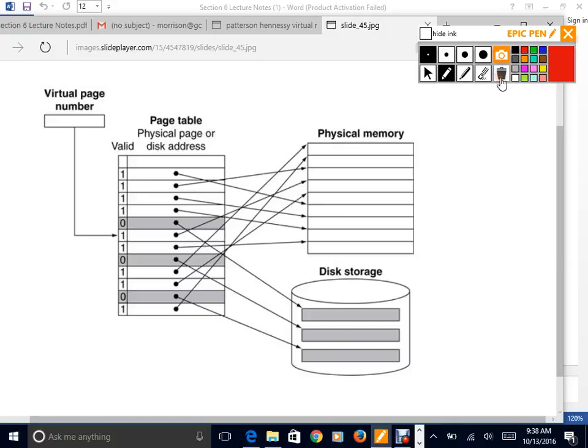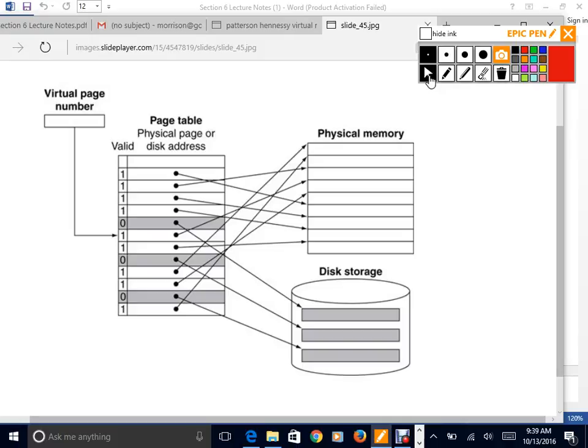If it's not there, let's say I have a valid bit and my valid bit is 0, well then that's when I actually start going to disk storage. So then what's going to happen is you get the page from the disk storage, you go to the physical memory, if you recall from last lecture, kind of the diagram for the operating system, and then you update the page table to indicate that this would point to that.